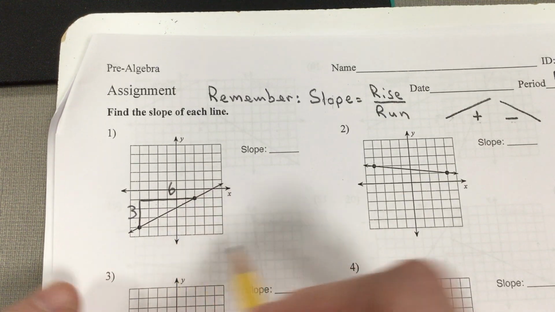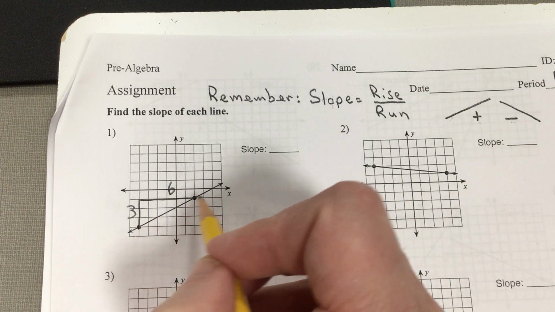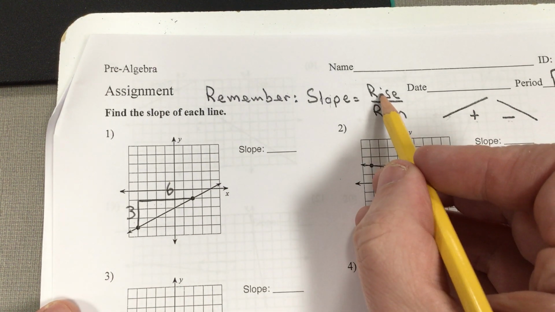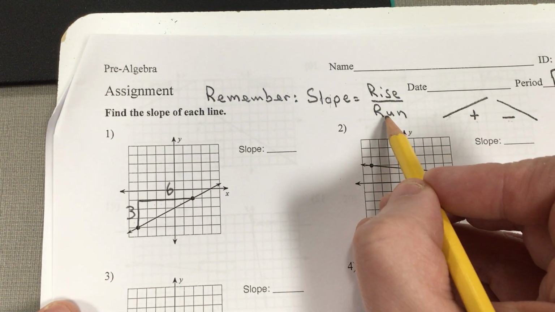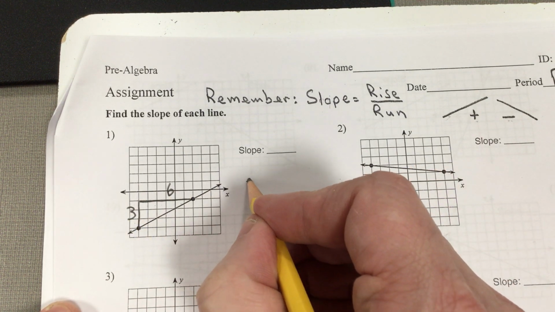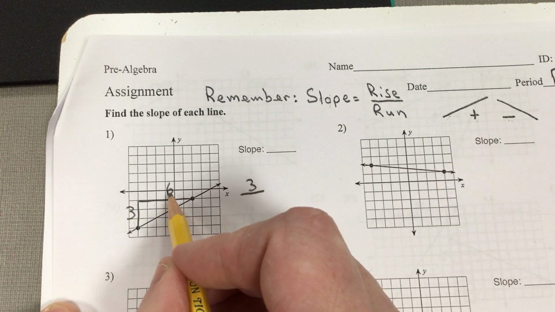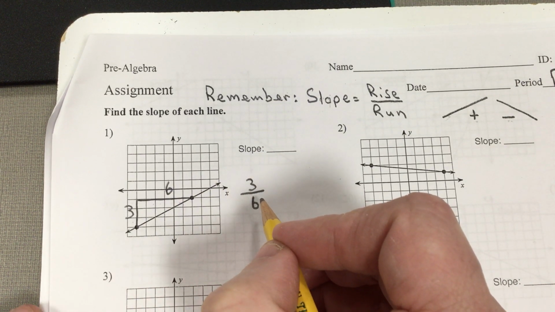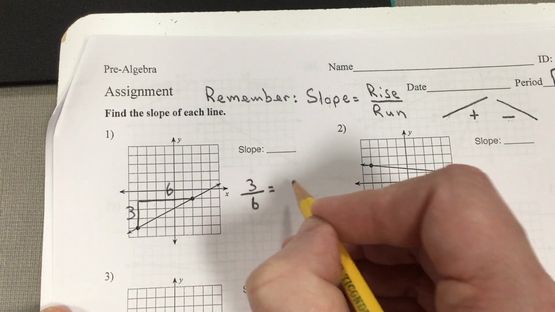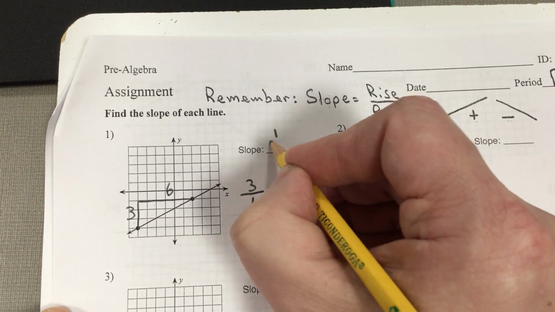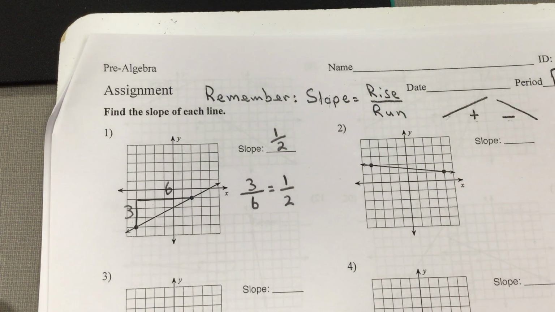And for this worksheet, I would encourage you to put these numbers on your graph. So remember, the slope is rise over run. So the rise is how much does it go up? And here it goes up 3. And how many does it go over? It goes over 6. Now, you can put 3/6 in there as your answer, or you can simplify that and simply say it is 1/2.